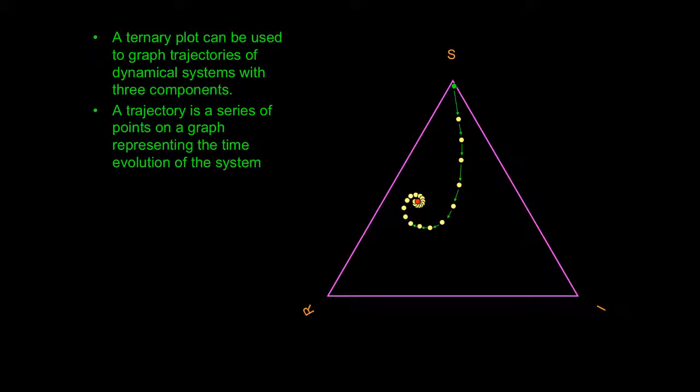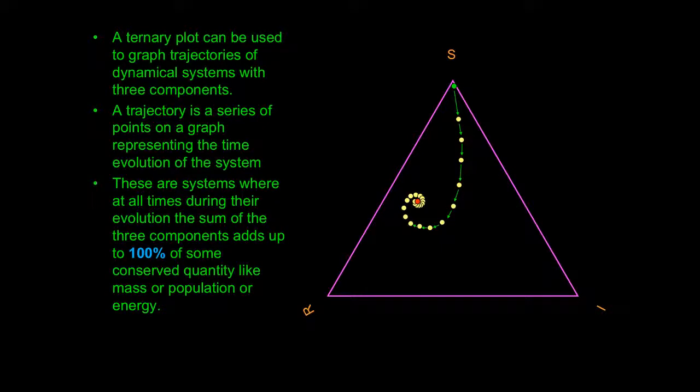Now, a ternary plot can be used to graph trajectories of dynamical systems with three components. A trajectory is just a series of points on a graph representing the time evolution of the system. These systems are kind of special because at all times during their evolution, the sum of the three components adds up to 100% of some conserved quantity like mass, or population, or energy, or money.